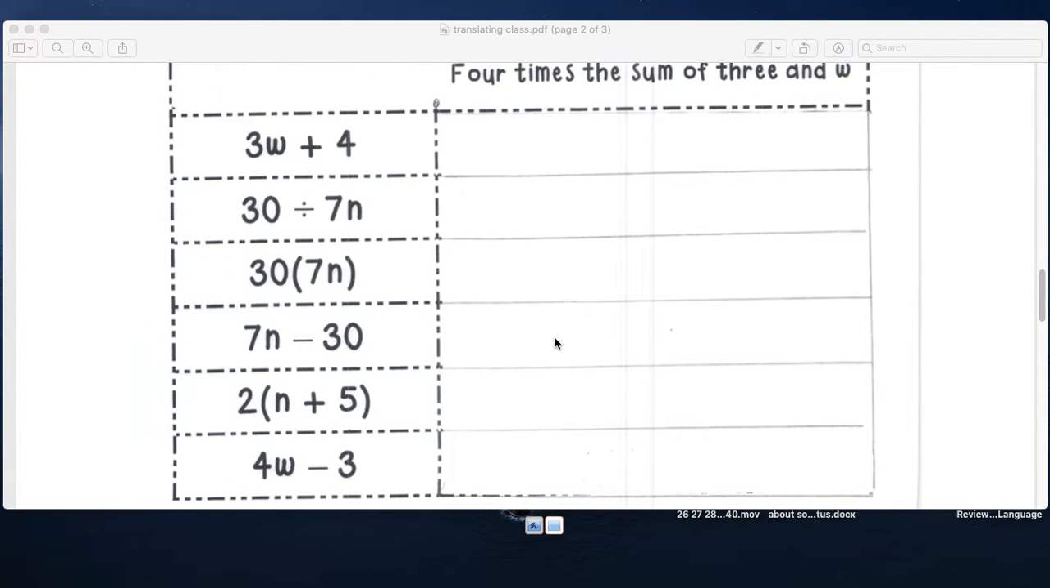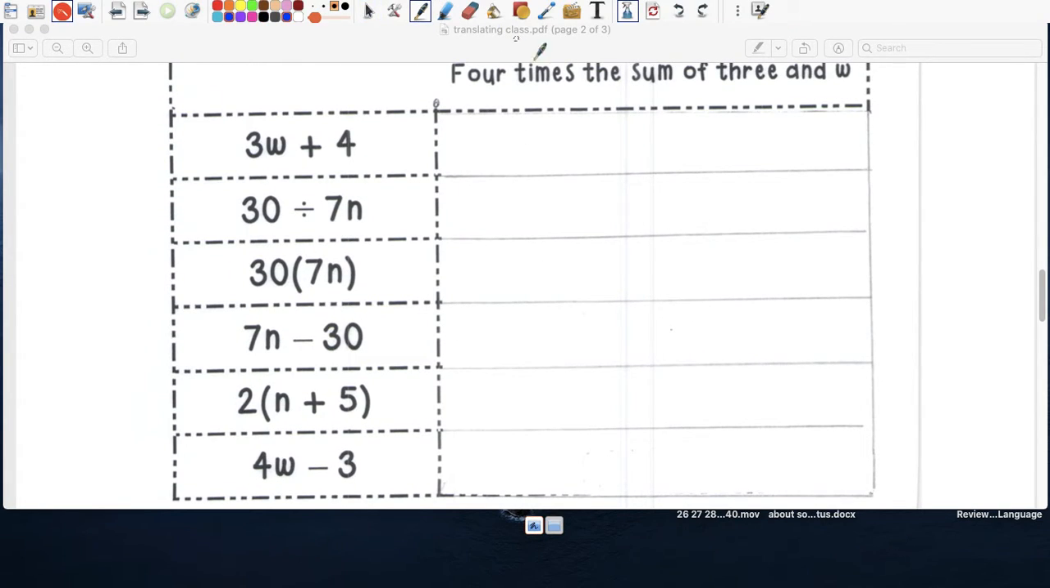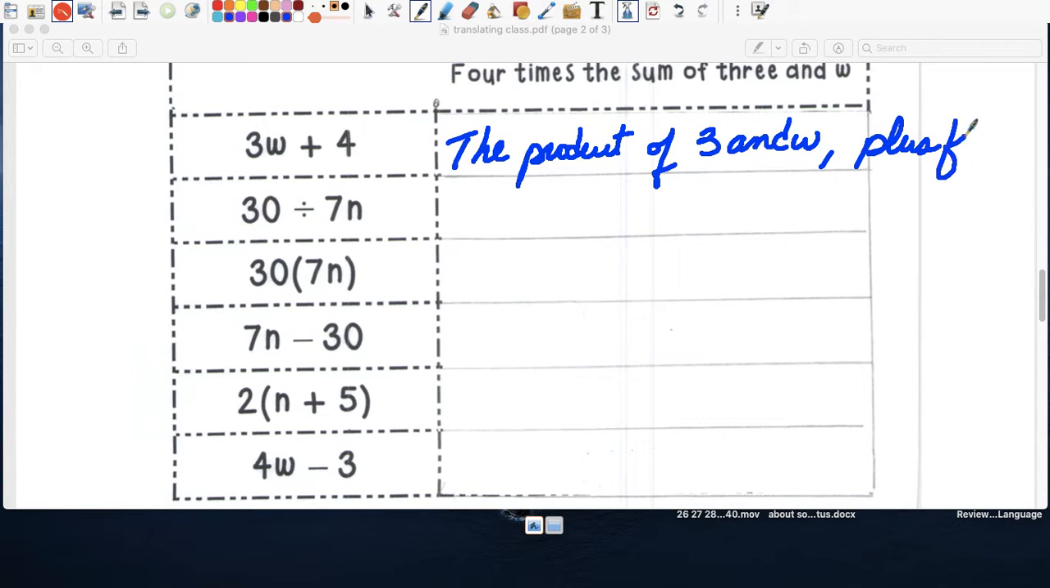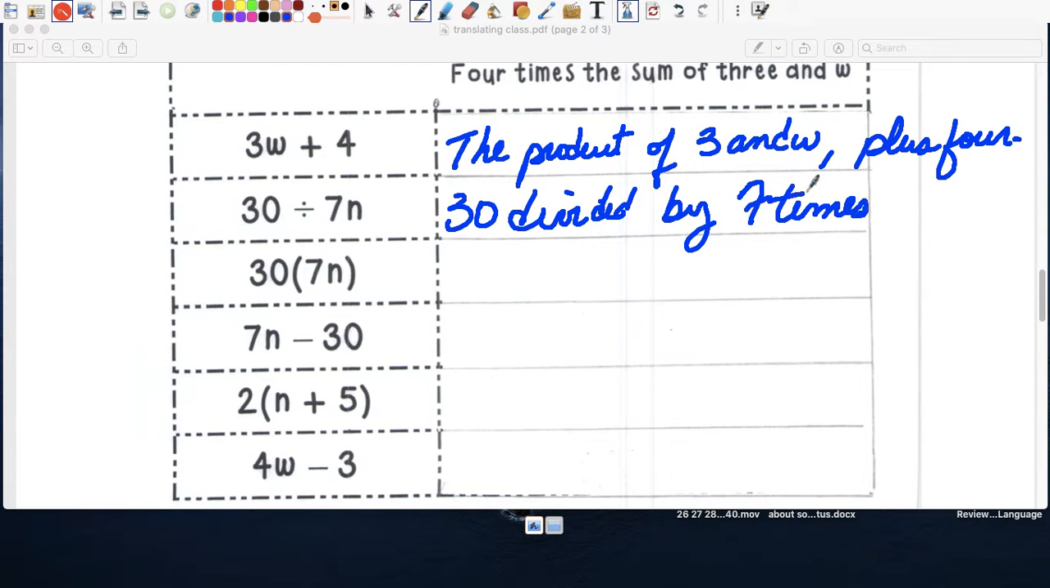All right, so many. Okay, so let's see the first one. The product of 3 and w, plus 4. 30 divided by, again, you can use product of 7 and n, or 30 divided by 7 times n.